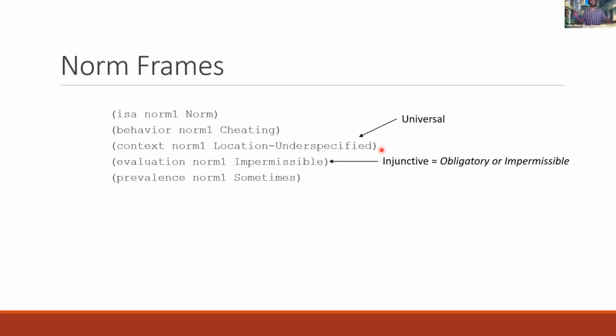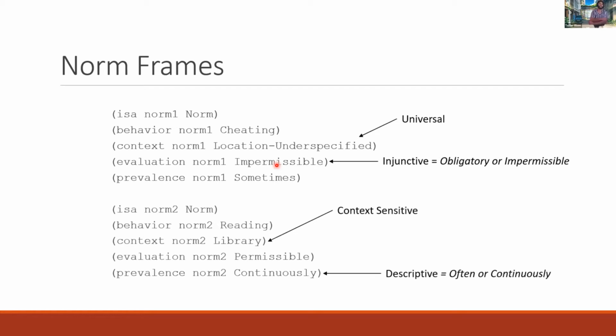So this is a universal norm. In all contexts, cheating is seen as impermissible. The evaluation slot is filled with impermissible. And thus this norm is an injunctive norm, the way that we defined it. Injunctive norms being norms that have an evaluation slot equal to obligatory or impermissible. And in this case, the prevalence is sometimes.